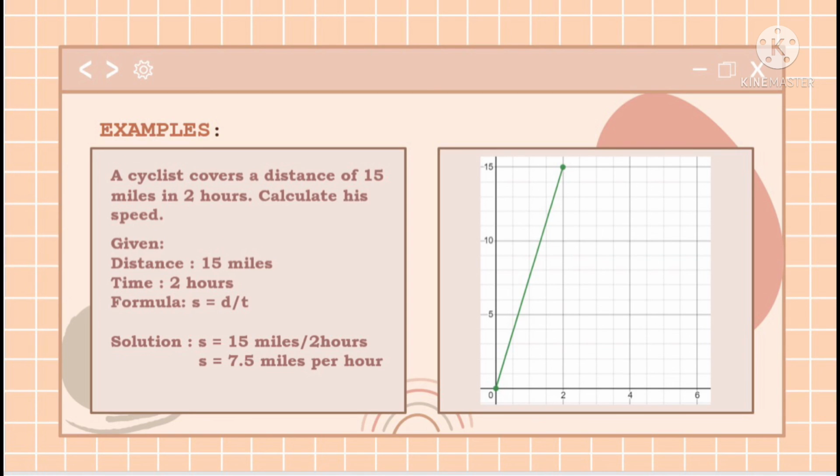So let's proceed to solution. Speed equals 15 miles divided by 2 hours. So if we divide them both, we will get speed equals 7.5 miles per hour. That's all.